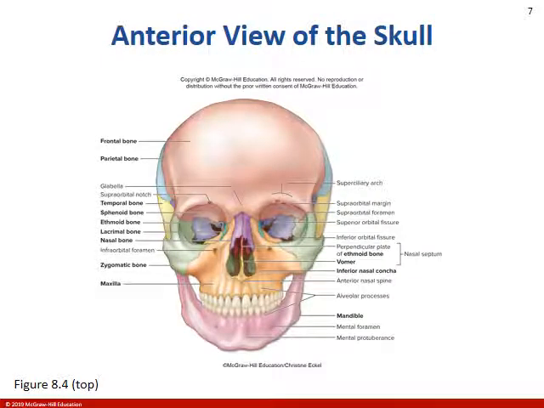I'll go through the cranial bones and then I'll go through the facial bones. It's nice that all of these images are color-coded, but don't rely on this solely. When you first start looking at these PowerPoints, it's nice to have the colored images and you can see where the bone starts and stops.